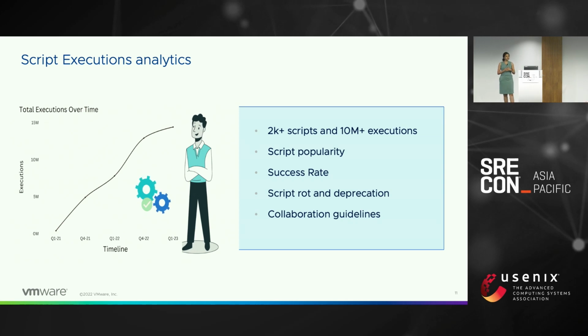One more thing that we take away from this analytics is the success and failure rates of scripts. If a script is failing multiple times in the last time frame, then we need to have a look into it. We need to make improvements over these scripts. Again, this helps us see the whole view of a script. It tells us when our script is rotting, when we are going to deprecate it.